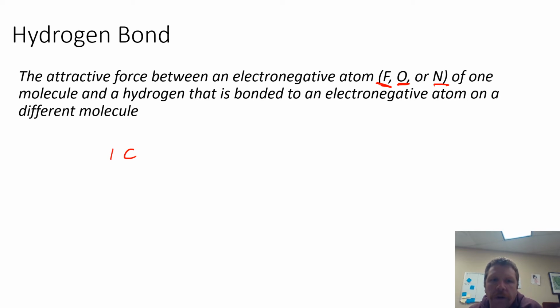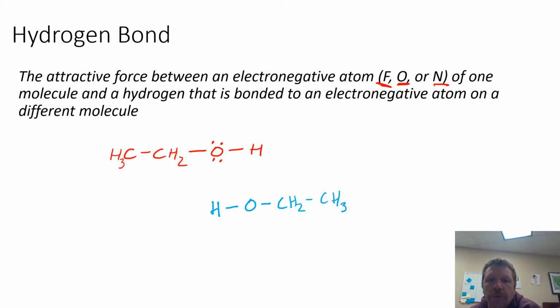I'm going to draw an ethanol molecule, CH3, CH2, then we have an oxygen and a hydrogen. This oxygen has 2 lone pairs of electrons, so I'm going to use a different color to show the other molecule that's involved in this hydrogen bond. I'm going to draw it a little bit differently, but it's the same molecule: HOCH2CH3. This interaction between the hydrogen of one molecule and the oxygen of another molecule is a good example of a hydrogen bond.